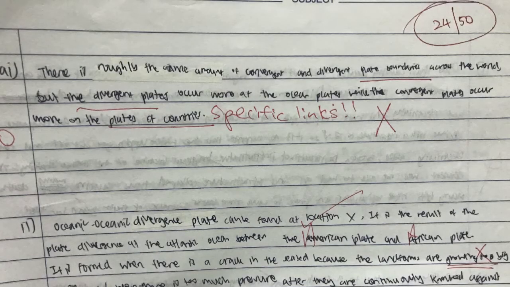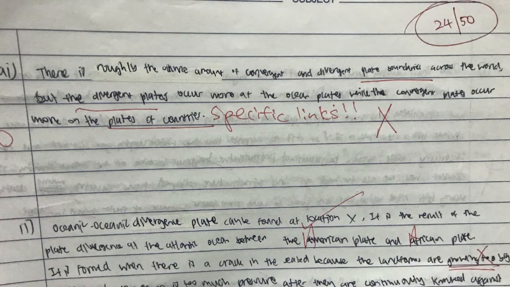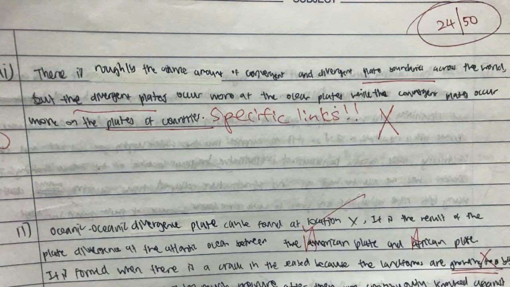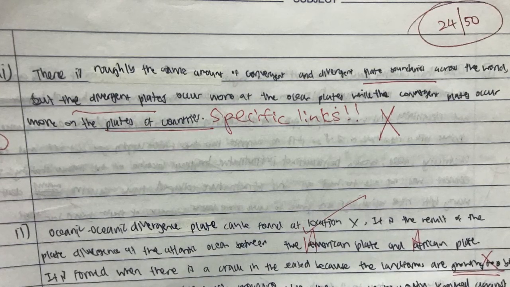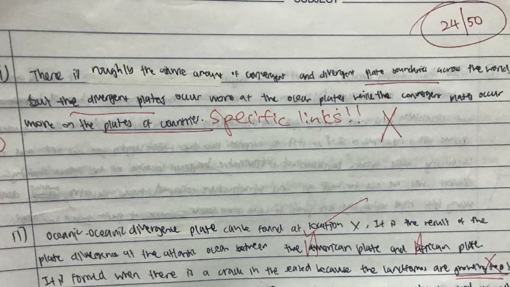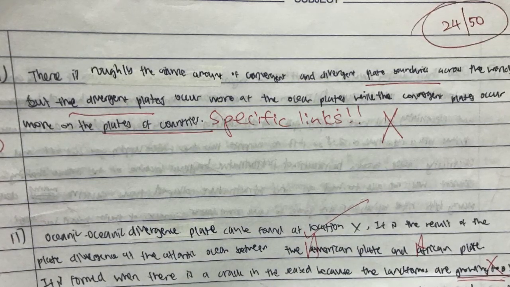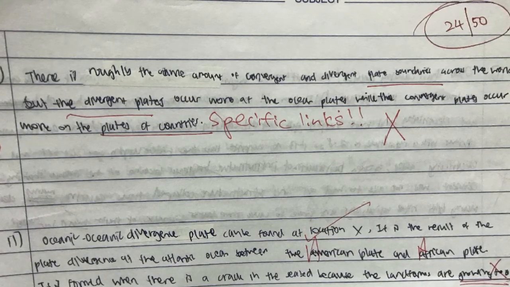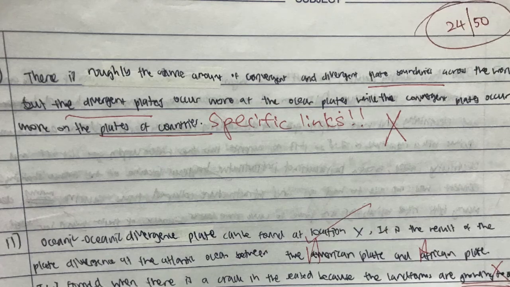Take a look at this particular candidate's script for question 1A part 1. There's a mention of basically copying down of the question itself, mentioning that there are about the same amount of convergent as well as divergent plates. There is no specific mention of location, spread or distribution. Therefore, this is a 0 mark answer.